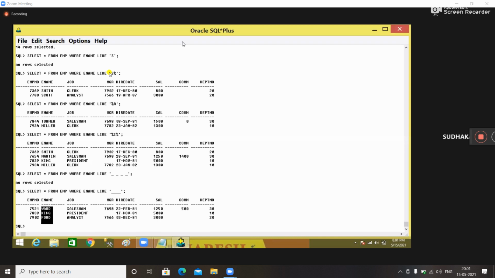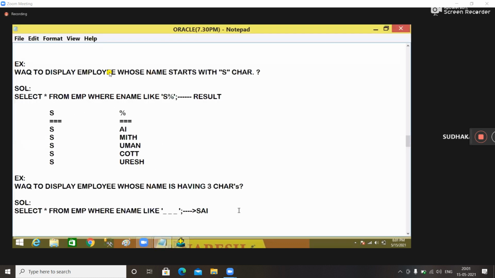Okay, now so like this you can use percentile and underscore as per your requirement basis. But here, these are the normal characters I use. But when you want to work with the LIKE operator on special characters, okay, working.